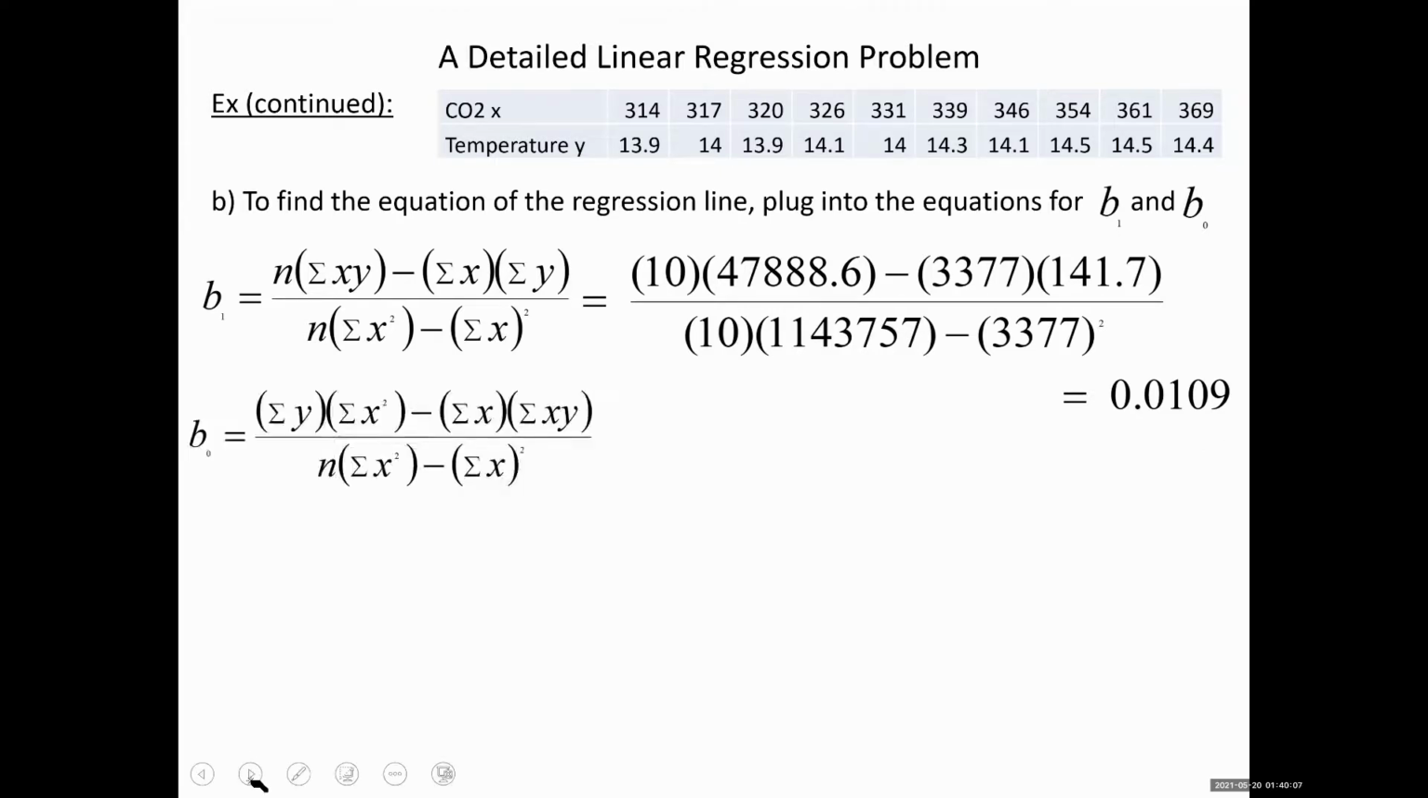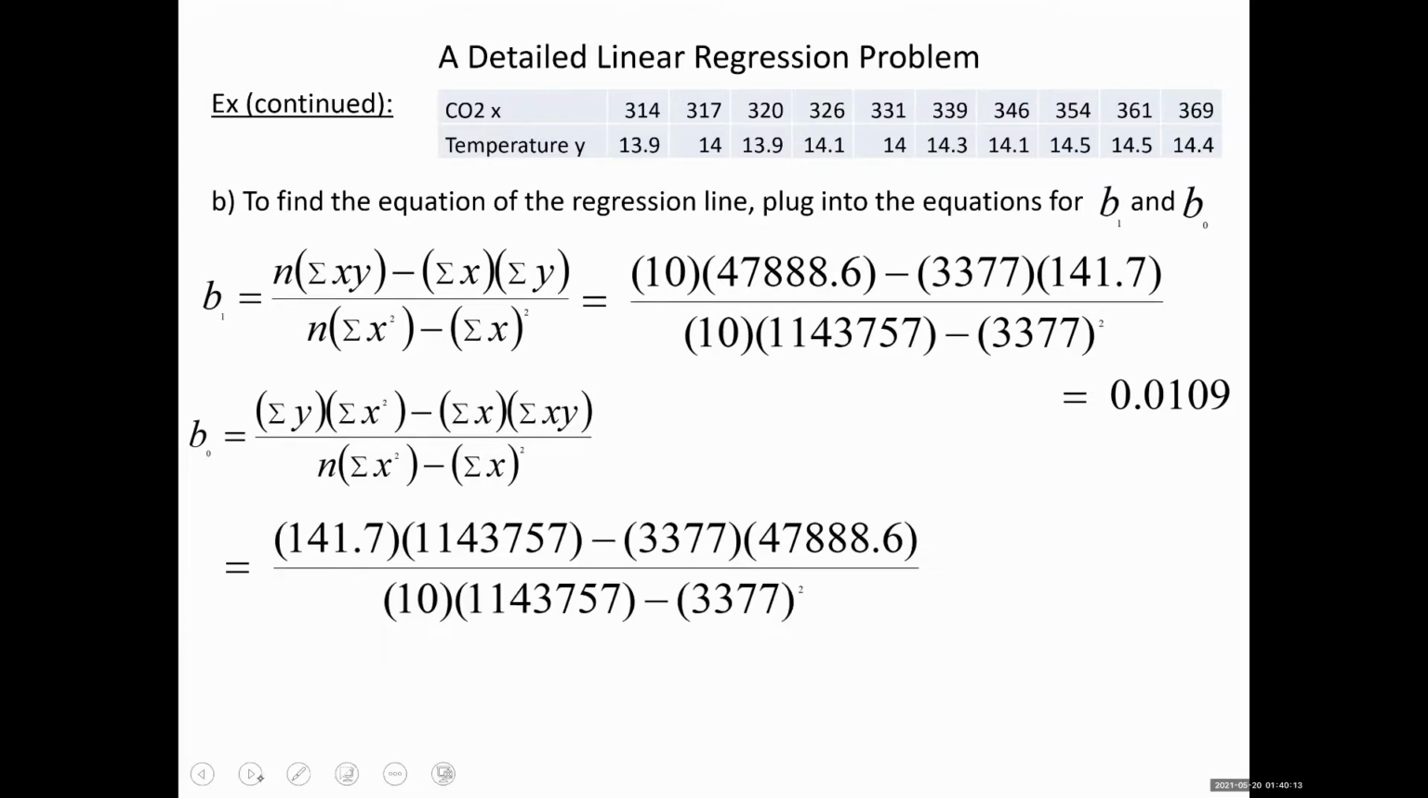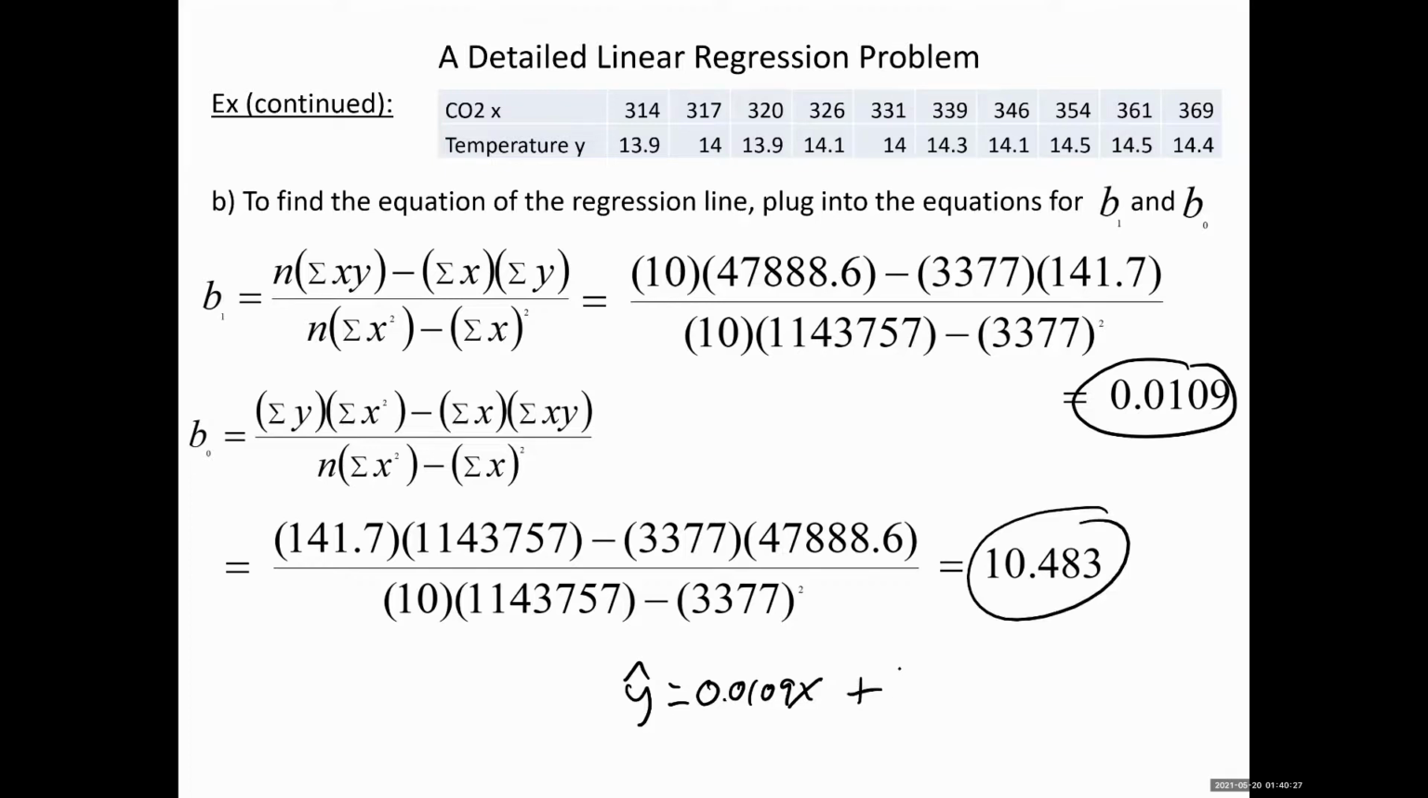Then here's the formula for B0. Again, what else is there to tell you? Plug into this formula all the quantities we calculated earlier. You do that, you get this. And then the equation of the line is y hat equals this, the B1 goes in front of an x. So then put x plus this number. Okay, so it's y hat equals this times x plus this. And that's the equation of the line that's as close as possible to the data.